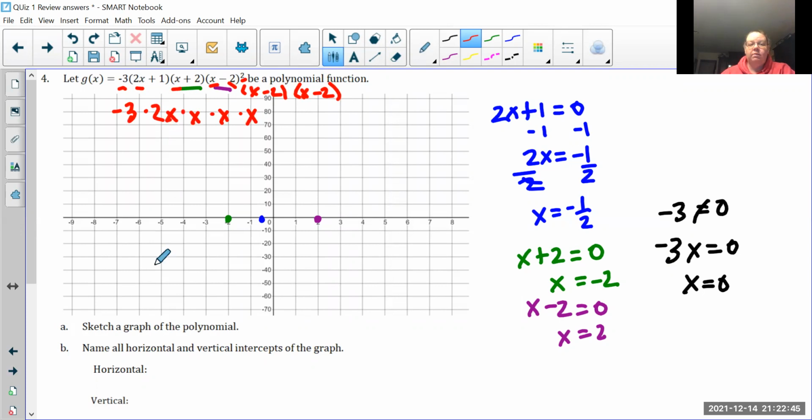-3 times 2 is -6. And then there are 1, 2, 3, 4 x's. So it's -6x to the 4th. When I have that, I know that my leading coefficient is -6 and my degree is 4.